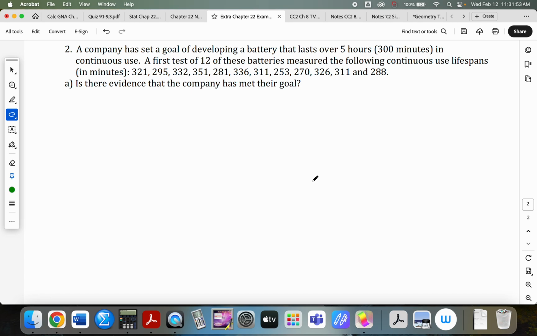All right, moving on to number 2. Sorry. That's all right. I started it. So a company has set a goal of developing a battery that lasts over 5 hours, 300 minutes in continuous use. A first test of 12 of these batteries measured the following continuous use lifespans in minutes. Is there evidence that the company has met their goal?